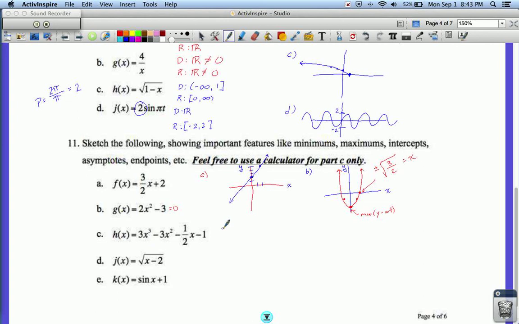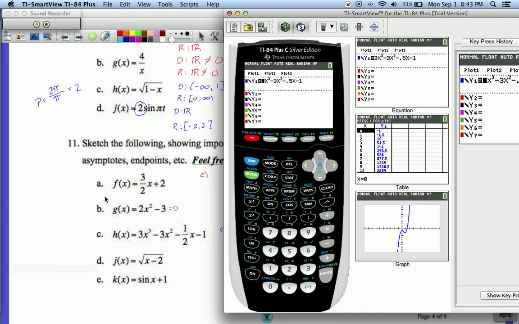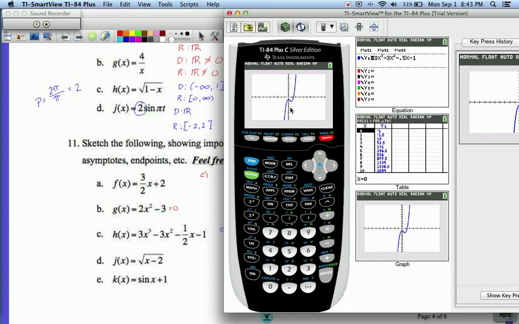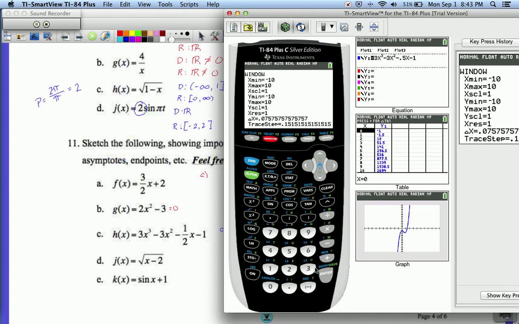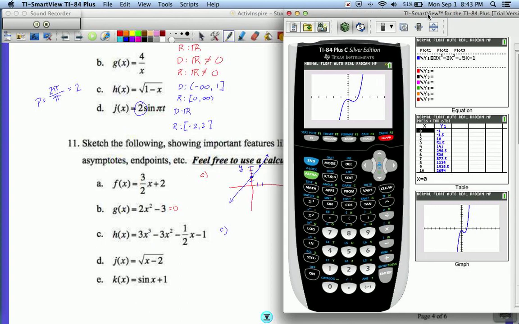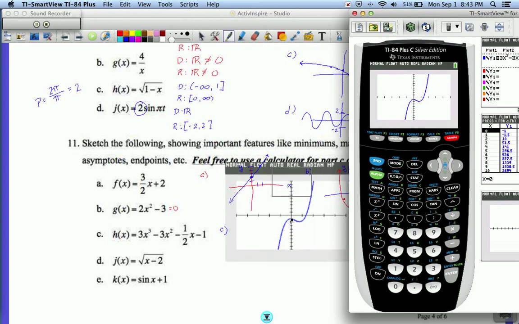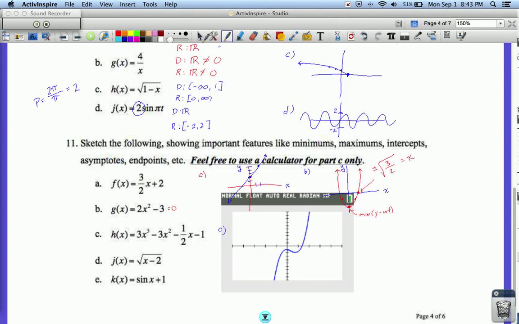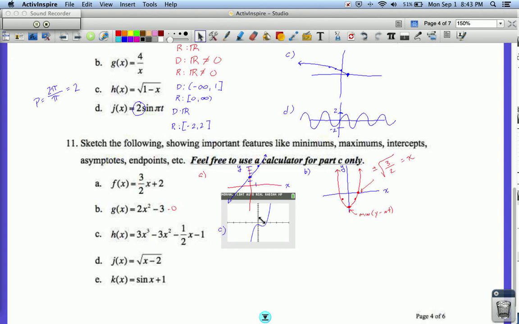Part C says feel free to use your calculator for part C only. I've already entered the equation into my calculator. Here's what the graph looks like. I don't particularly like the window, so I'm going to change the window from negative 10 to 10 to negative 5 to 5. Look at the graph now. And there it comes in. Alright, so I'm going to take that graph, plop it on here, and let's make it a little smaller. There we go.